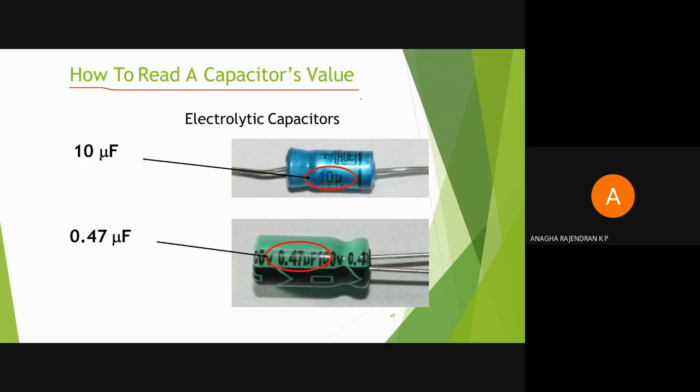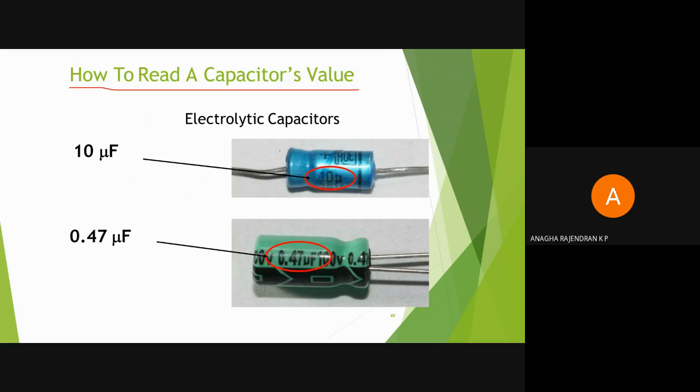And the second method is the numeric coding method. That is, a numeric code is written on the capacitor, and by using some points that we will discuss later, we can determine the corresponding capacitance value. And finally, the third one is the color coding method, which is similar to the resistance color coding method. The first one is direct reading.